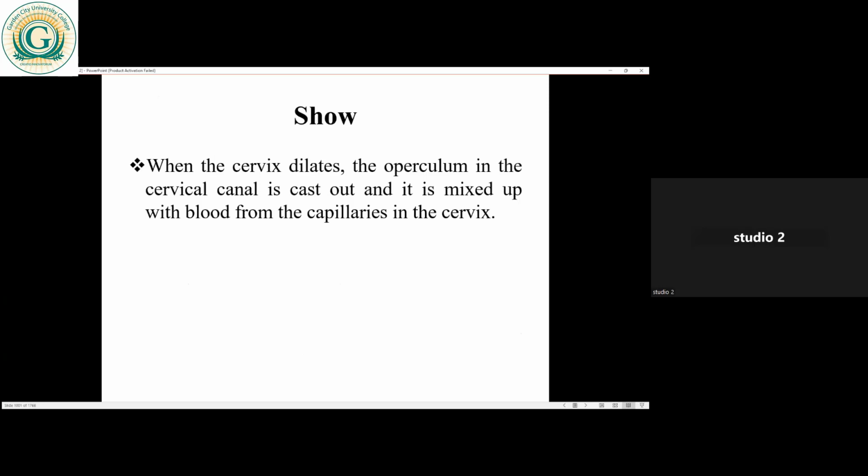Then the third physiology that takes place is the formation of show. When the cervix dilates, the operculum in the cervical canal is cast out and is mixed with blood, and we call it show. Normally, when you come to the labor ward, or you tell a midwife or nurse that you are in labor, they will ask you, have you seen some water? And they even further ask whether there's blood in it. It shows that show has formed.